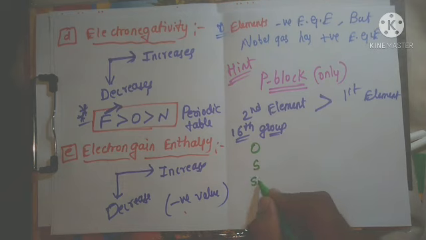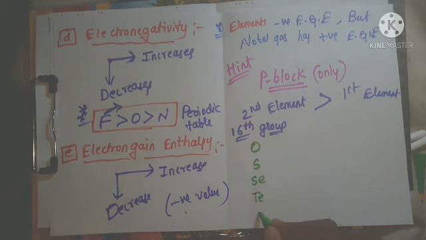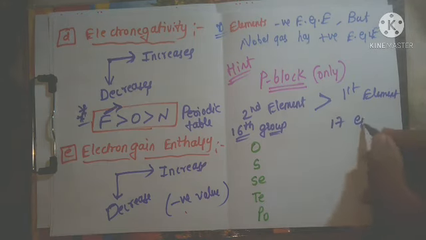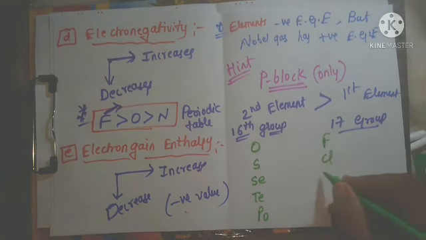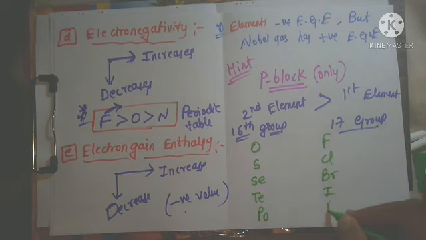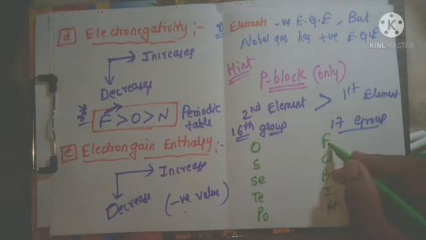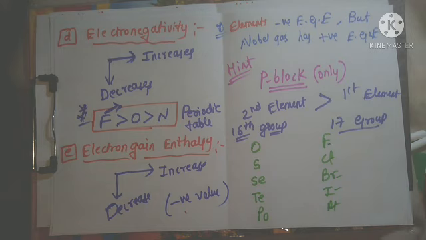Oxygen, sulfur, selenium, tellurium, polonium, right? This is the 16th group. Now I will write here the 17th group. What are the elements of the 17th group? Already you know: fluorine, chlorine, bromine, iodine, etc.